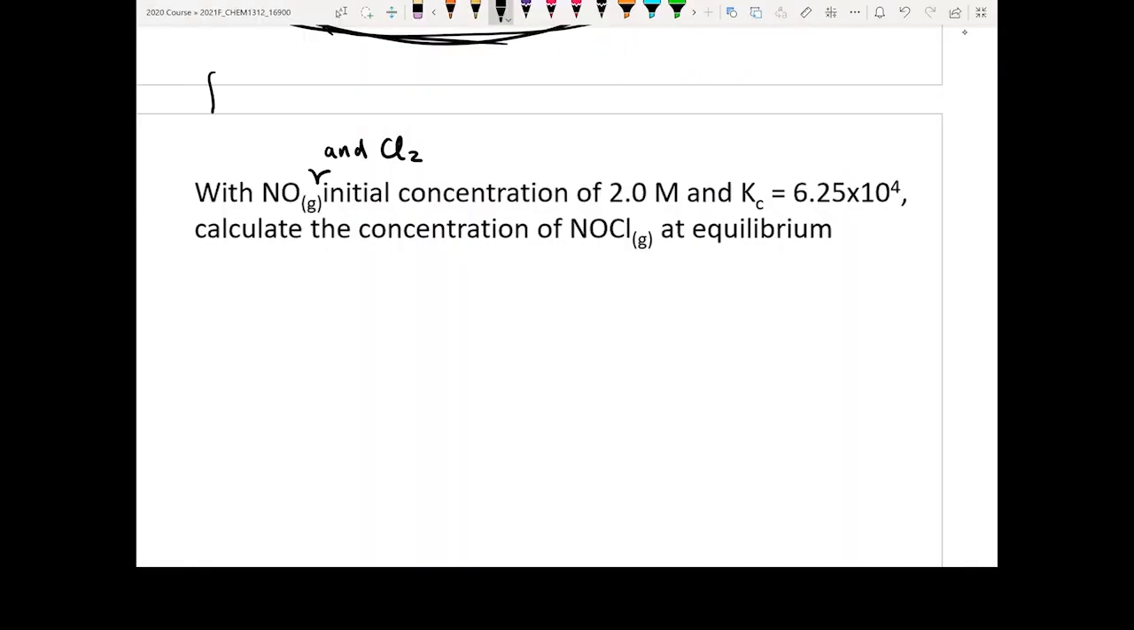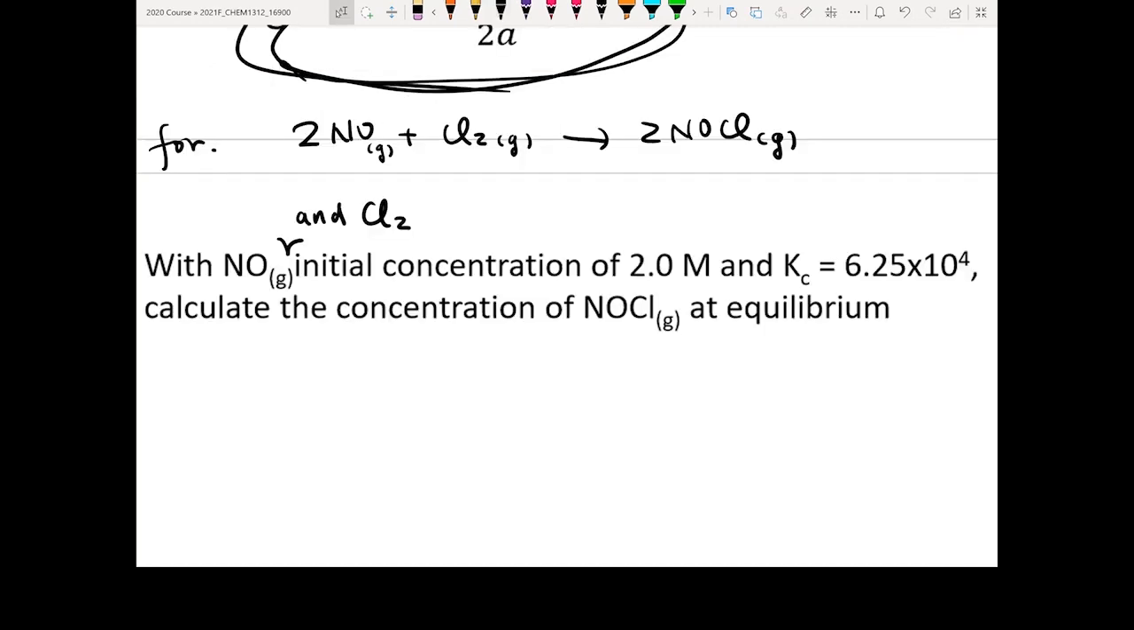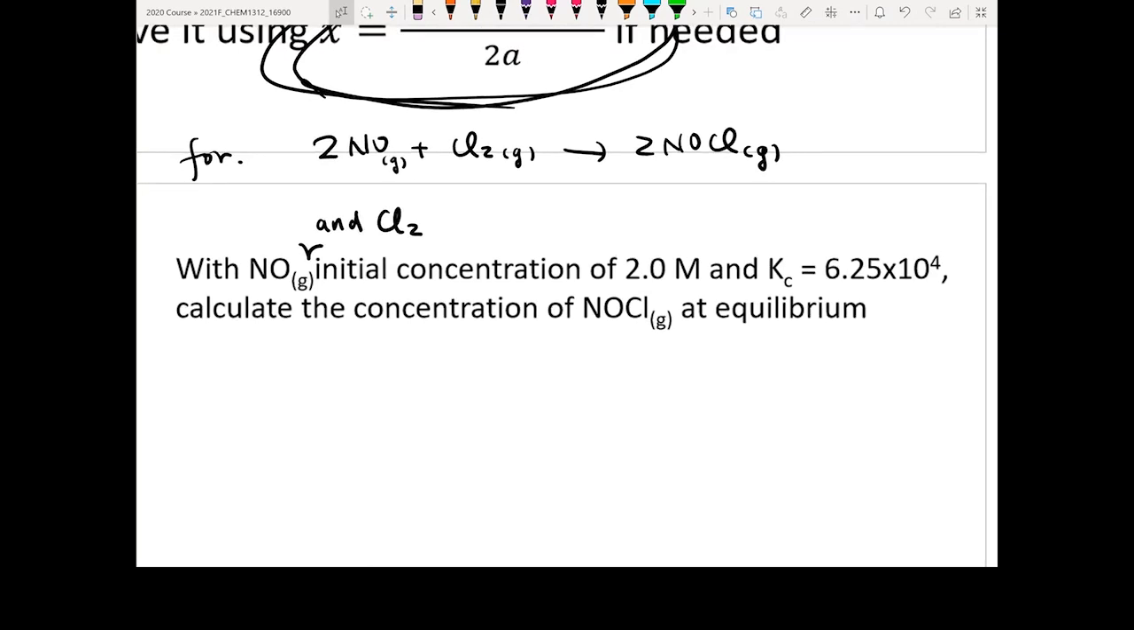A chemical reaction, 2NO plus Cl2, they are all in the gas form, that's going to produce 2NOCl. It tells you, if today you have NO and Cl2, they both have an initial concentration of 2 M. You have Kc of this number. You want to calculate the concentration of this at equilibrium. So what's our first step? The first step is always to check whether you can use the small x approximation. So step number 1, can we use the small x approximation?